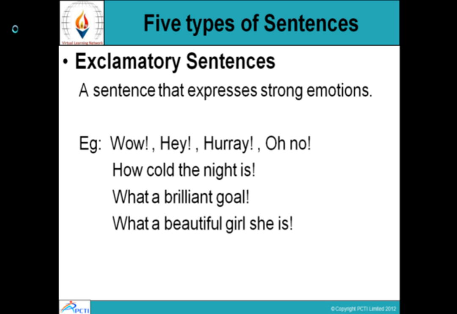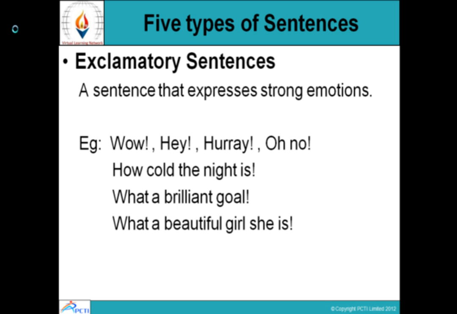In some sentences, we use strong emotions. When we are reacting to a situation, what we speak is full of emotions. And to express those emotions, we use certain words like wow, hey, hooray, oh no. We use exclamatory sentences to express joy, sorrow, surprise, despair. Oh no, the computer is not working. Wow, India has won the match. Joy. Oh my God, what have I done? A regret. Hooray! We have won.